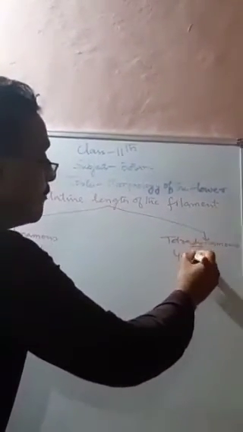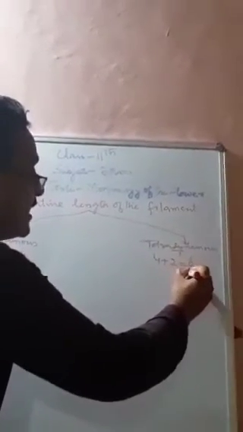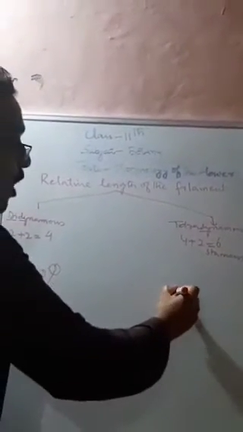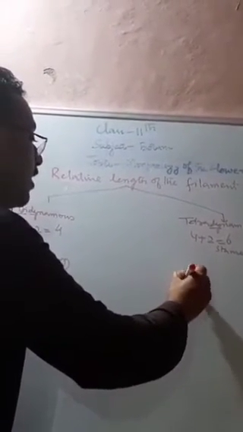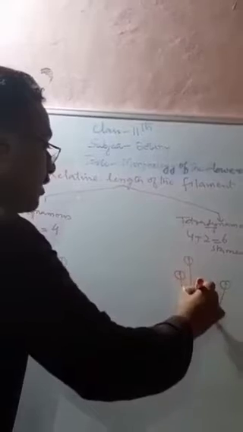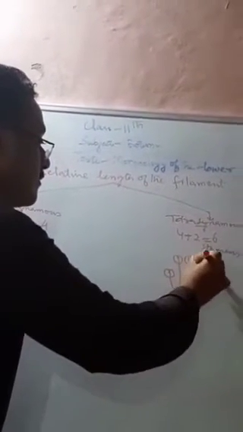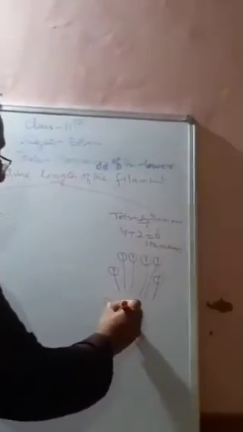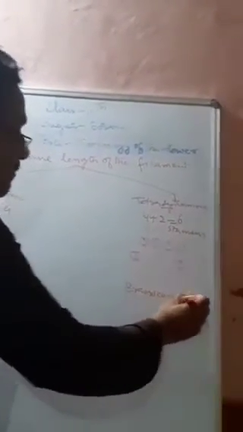Now in tetradynamous, tetra means 4 plus di means 2. In total we have 6 stamens, and we will see how they are arranged. The outer ones are somewhat shorter in length, and the inner 4 are longer in length. It is the characteristic feature of the family Brassicaceae, which includes Brassica and mustard. There we can see such stamens. So this is on the basis of the relative length of the filament.